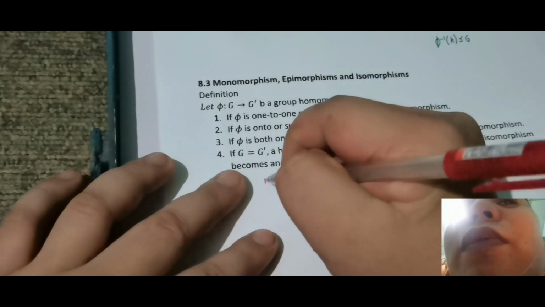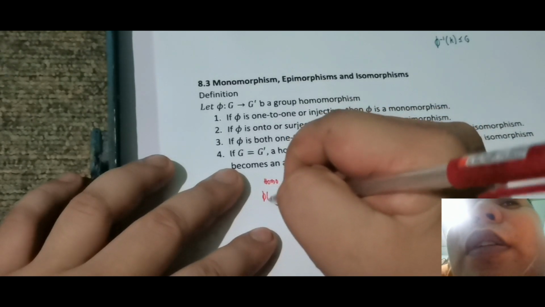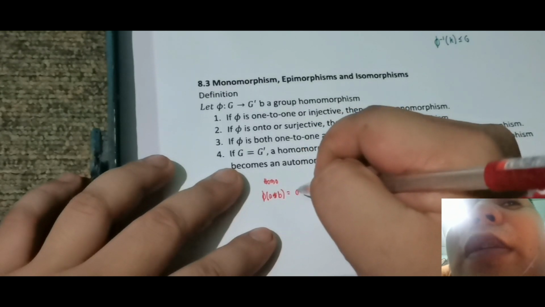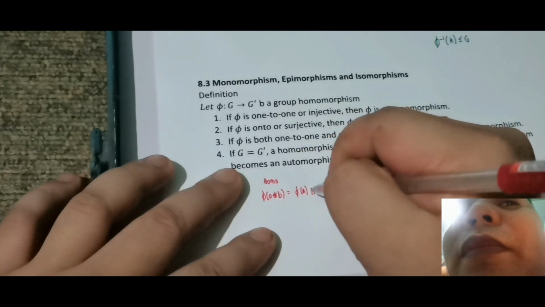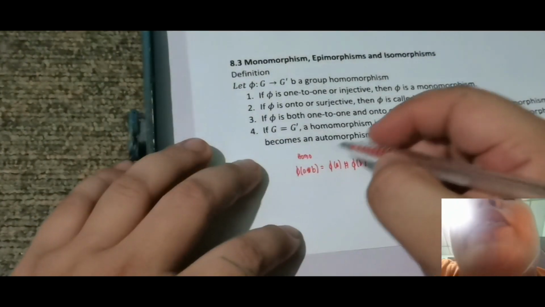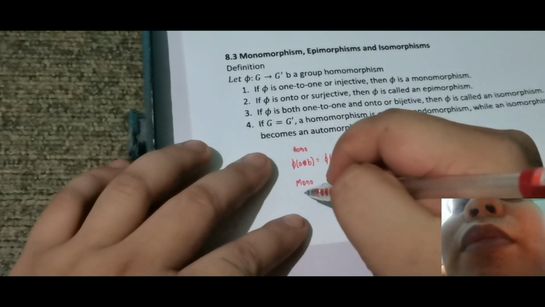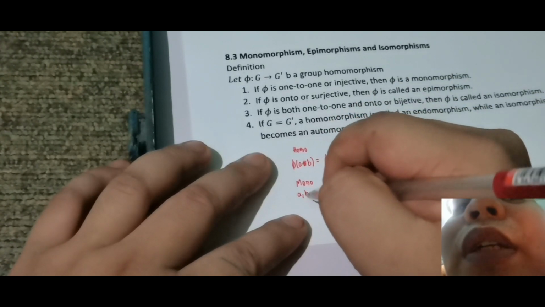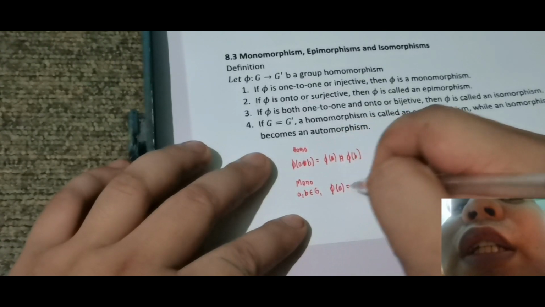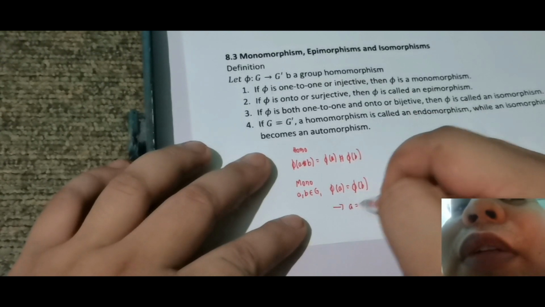For a homomorphism, we have φ(a * b) is equal to φ(a) # φ(b). Next is for monomorphism. So for every a, b element of G, we have φ(a) is equal to φ(b) implies a is equal to b.